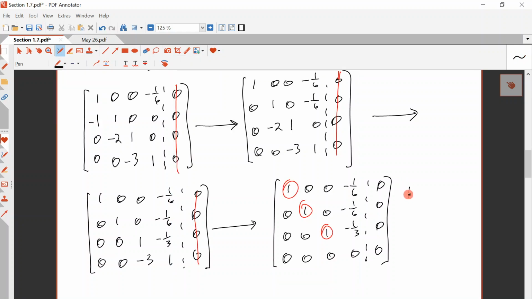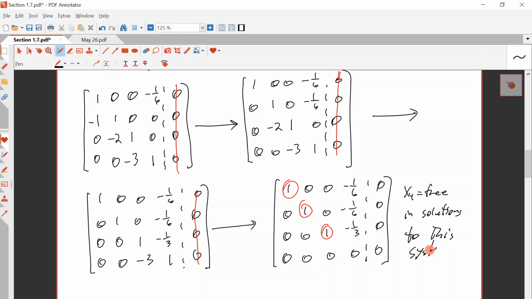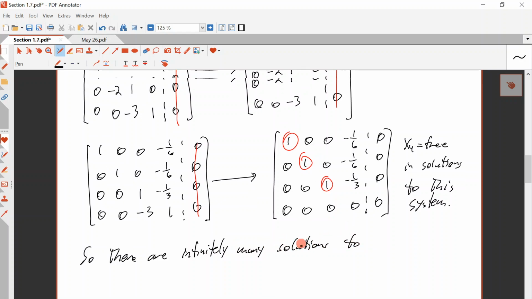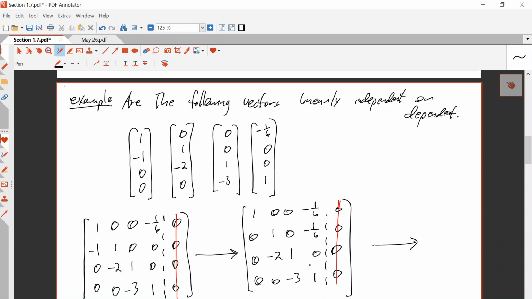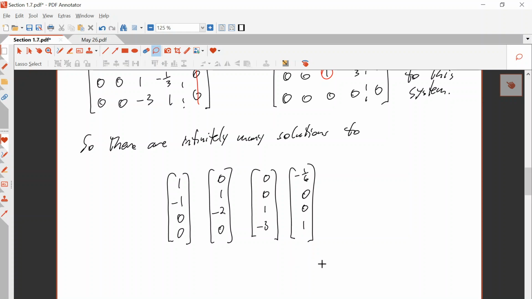So in a solution to this system, right? So there's infinitely many solutions. There are infinitely many solutions to, right, that original system. So let's write it as vectors this time around. As a vector equation rather than as a matrix equation.